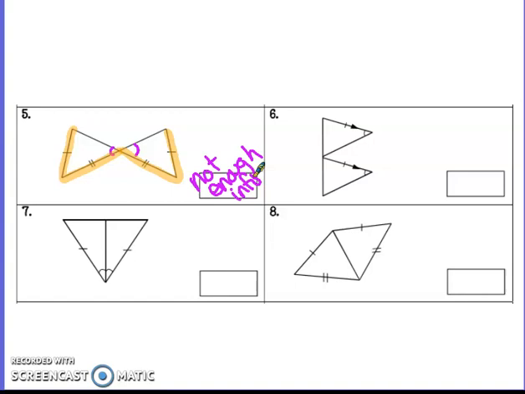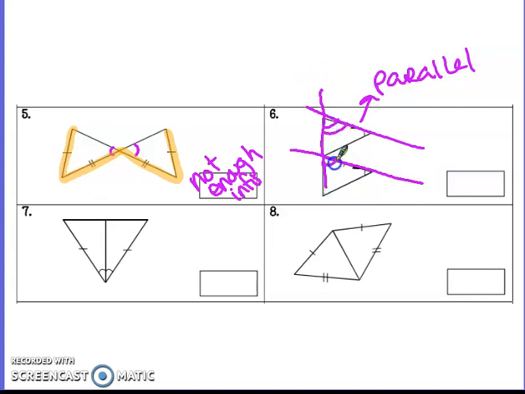Now, number 6, those dark arrows mean that those lines are parallel. If it gives you parallel lines, you're going to want to look for some type of angle along the transversal. Typically, you're going to look for alternate interior or corresponding. You can look for others, but those are going to be the most common. Now, if I have my 2 lines that are parallel, if I make this my transversal, I notice that this angle is congruent to that angle because they're corresponding angles.